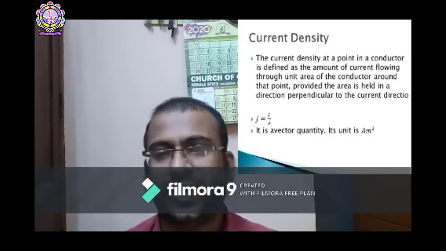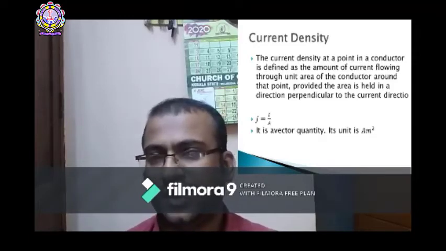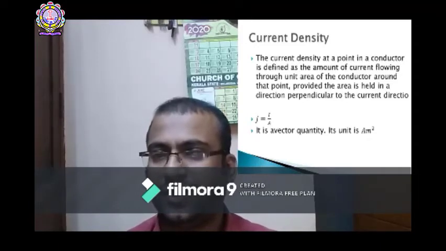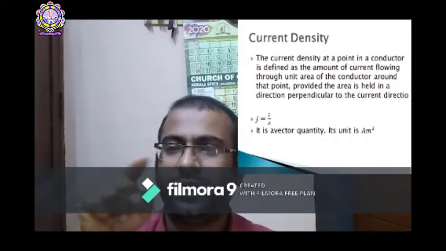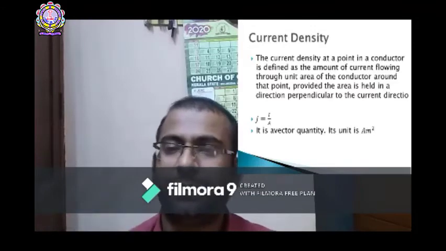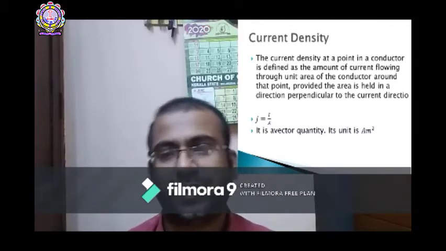From here we can find the unit for J. The unit of I we already discussed, that is ampere, and the unit of area we know is meter squared. So we can write the unit of current density as ampere per meter squared, or we can write it as A m raised to minus 2.